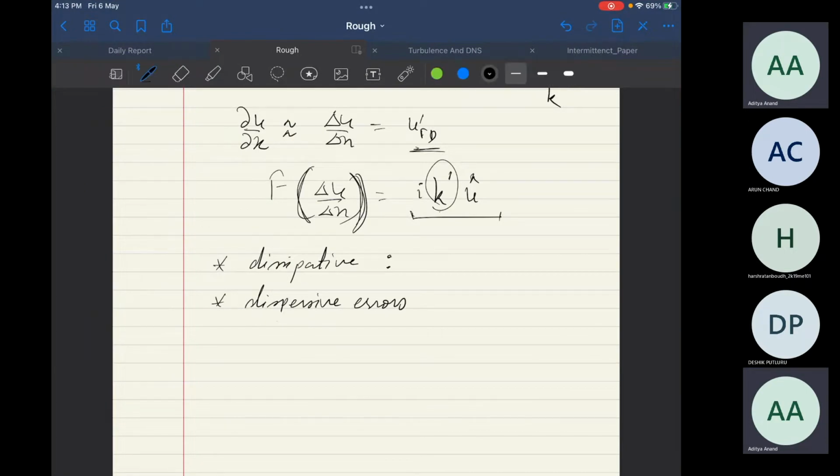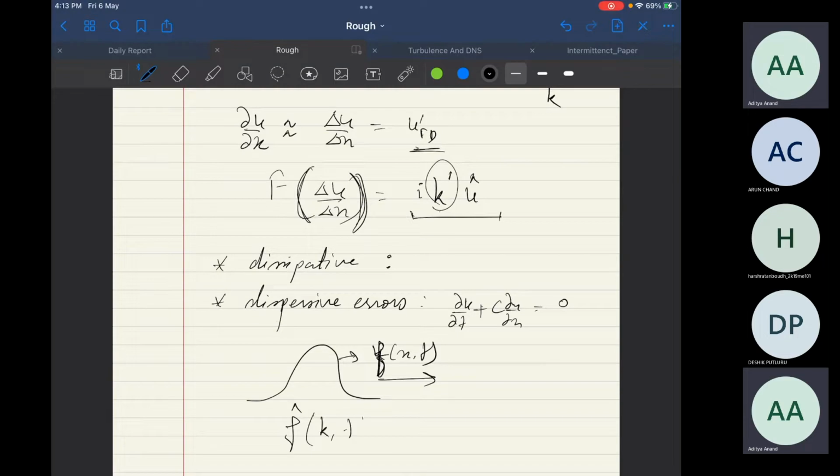Now, how would you understand dispersive errors? Let's say you have a wave equation del u by del t plus c times del u by del x equals 0. What this means is the solution would be a disturbance which is traveling. So this is u(x,t). Let this be a function f(x,t). Now, if you look at the Fourier representation of this, it would be f(k,t).